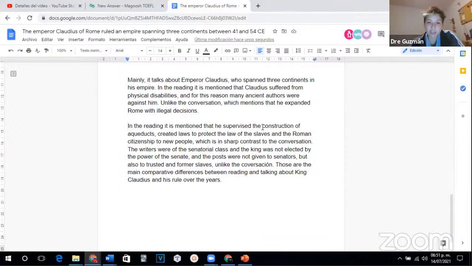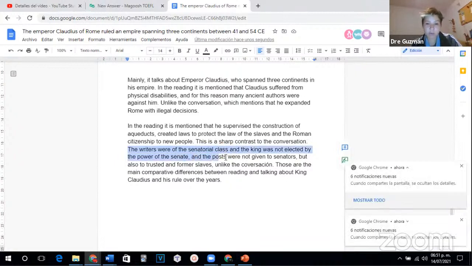In the reading, it is mentioned that he supervised the construction of aqueducts, created laws to protect the law of slaves and the Roman citizenship to new people. I think igual, como que idea contrastante la siguiente, here we can separate them a little bit more. Aquí otro conector para que it flows a little better. This is a sharp contrast to the conversation. The writers were of the senatorial class, and the king was not elected by the power of the Senate. And the posts were not given to senators, but also to trusted former slaves, unlike the conversation.